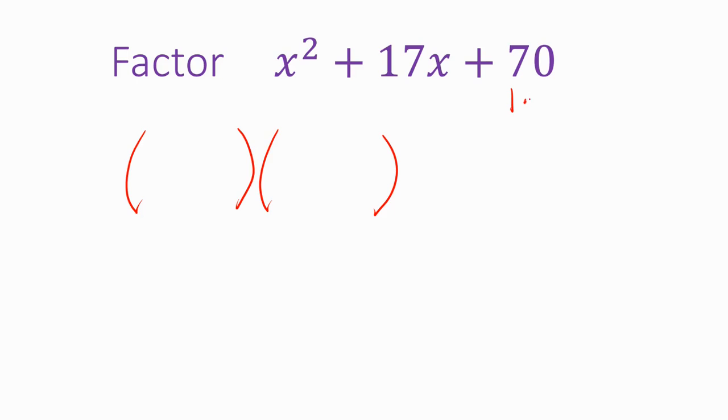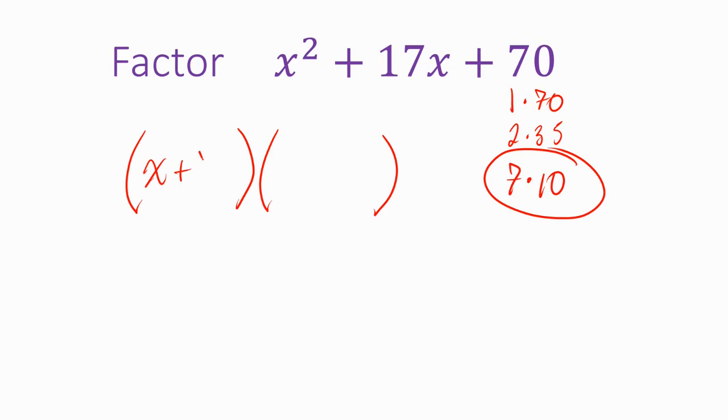So I could say, all right, I have 1 times 70, I have 2 times 35. But I'm going to jump ahead. I see that it's 17, and I can tell pretty quickly that that means it's going to be 7 times 10. So sure enough, this 7 times 10, when you add them together, gives you 17. So my factors are x plus 7 and x plus 10.